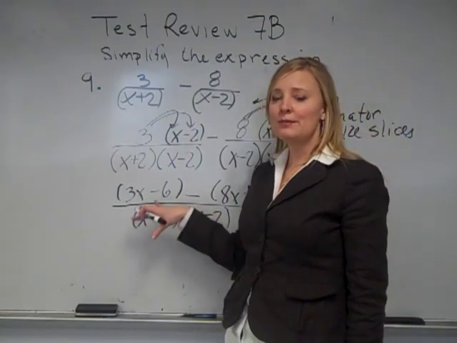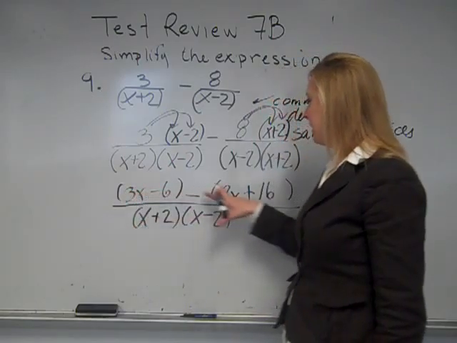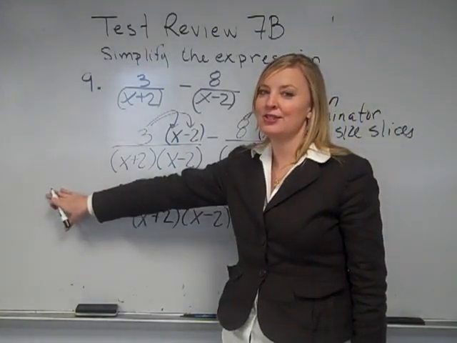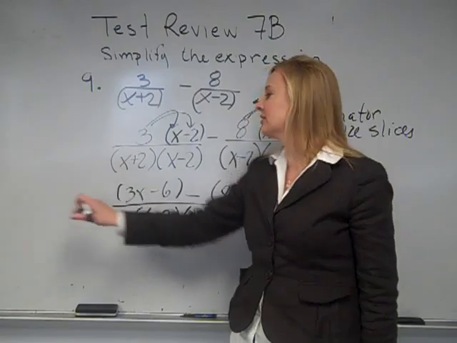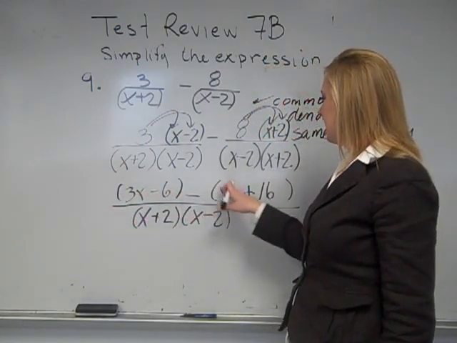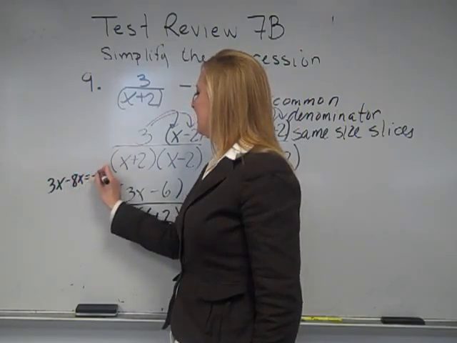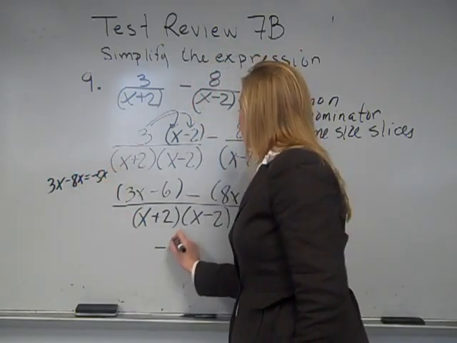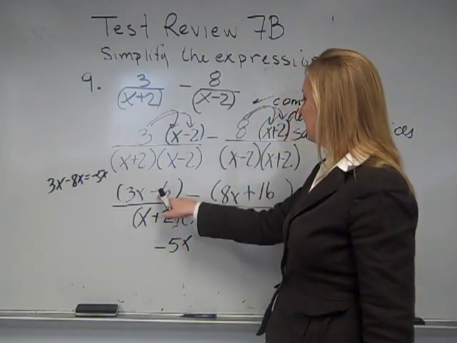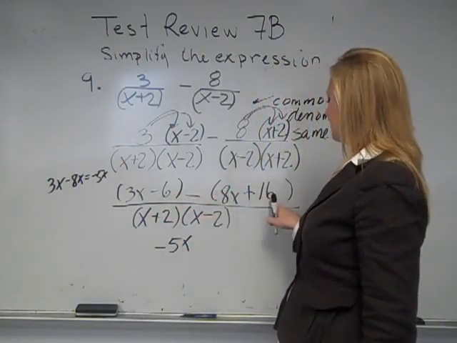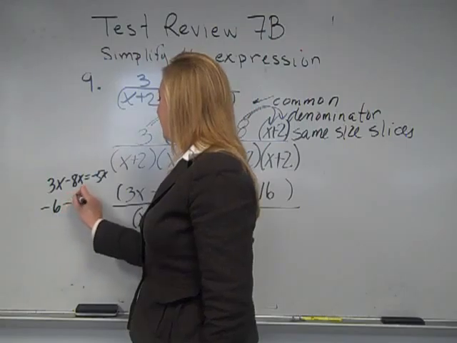Now, when I'm subtracting, I really like to write my mini math problem off to the side so I don't make silly little sign errors. 3x minus 8x is a negative 5x. Negative 6 minus 16.